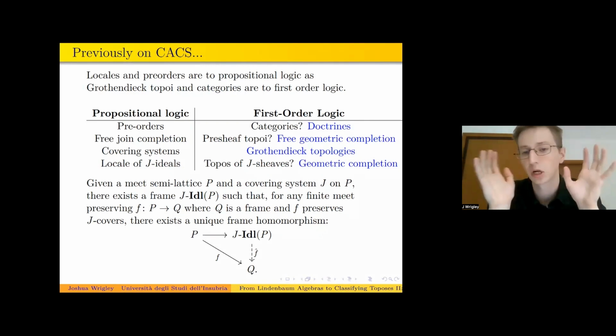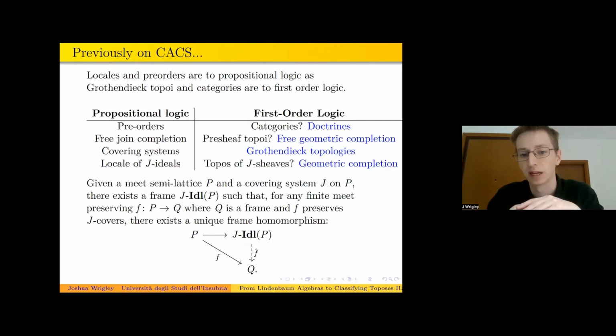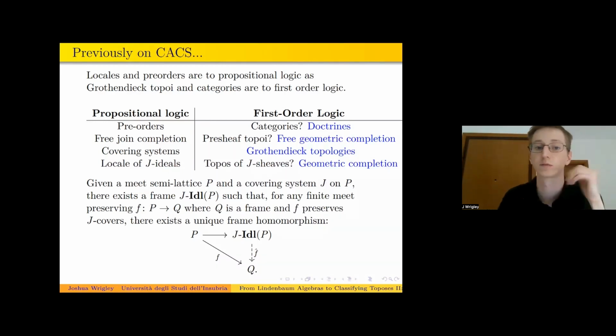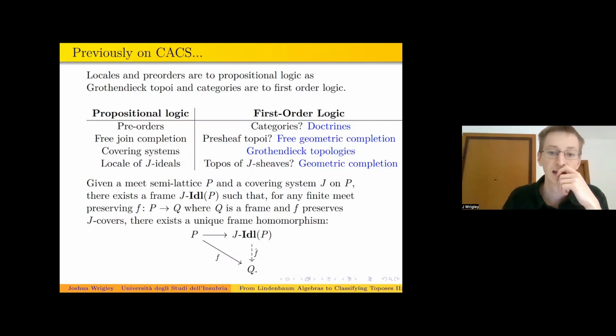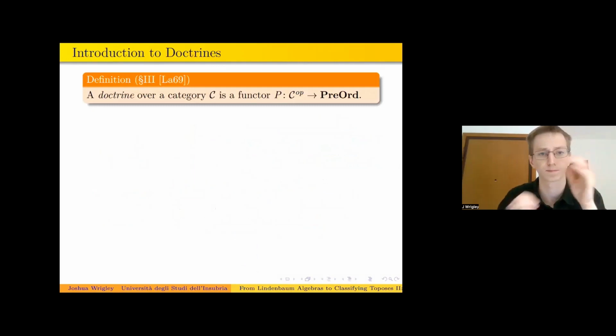And if you are fine transferring between internal and external languages of a topos, then the talk ends here for you, because what I'm going to be presenting is the internalized construction of a locale of J ideals for some internal preorder and some internal covering system. So I'm going to be talking about the language of doctrine theory, so I should introduce doctrines.